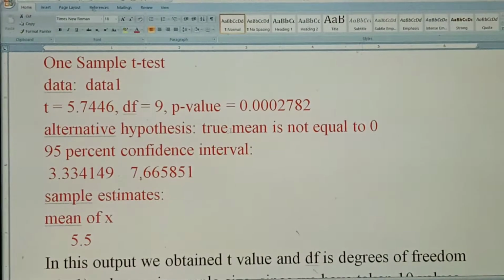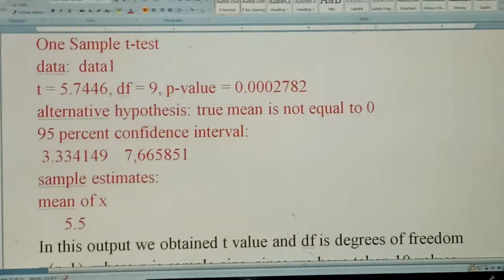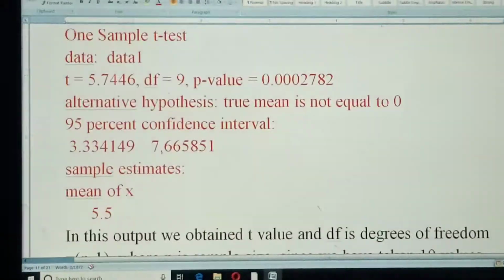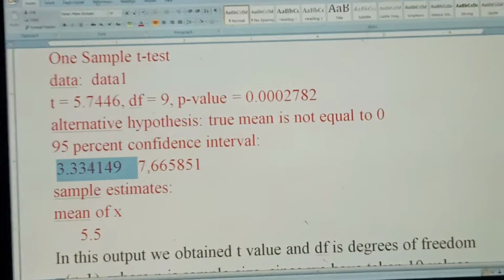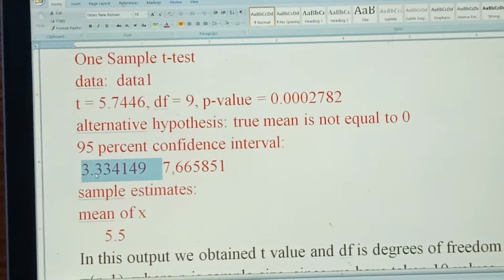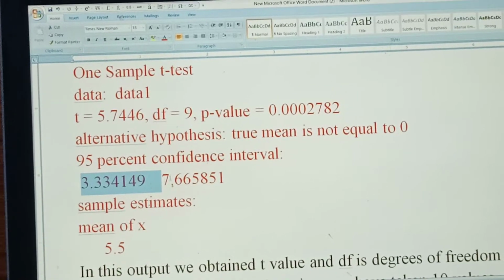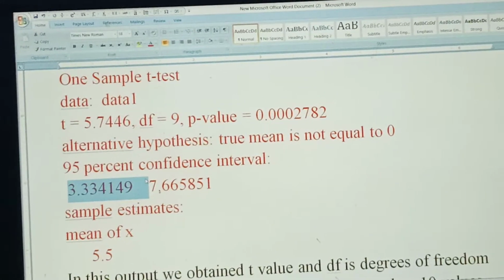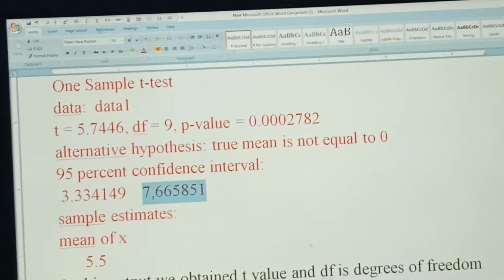So by default R takes the true mean as not equal to 0, and it also determines the 95% confidence interval, and here you can look at the limits of the confidence interval. These are called the confidence limits. This is called the lower limit, 3.3341, and this is the upper limit, 7.66.